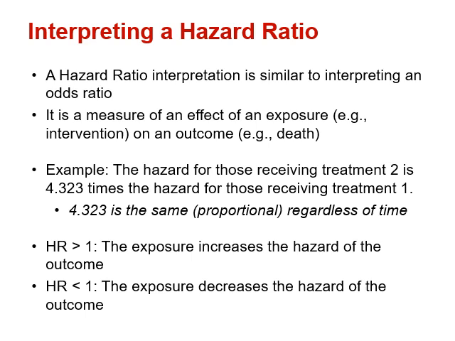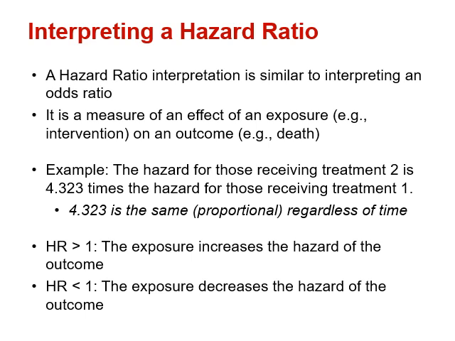So how do we interpret the hazard ratio? The hazard ratio interpretation is very similar to the interpretation of an odds ratio. It's a measure of the effect of an exposure on an outcome. In this case, the exposure was the intervention, the exposure to the drug, and the outcome was death. So we concluded that the hazard for those receiving treatment 2 was 4.32 times higher than the hazard of those receiving treatment 1. This hazard was proportional, the same regardless of time.